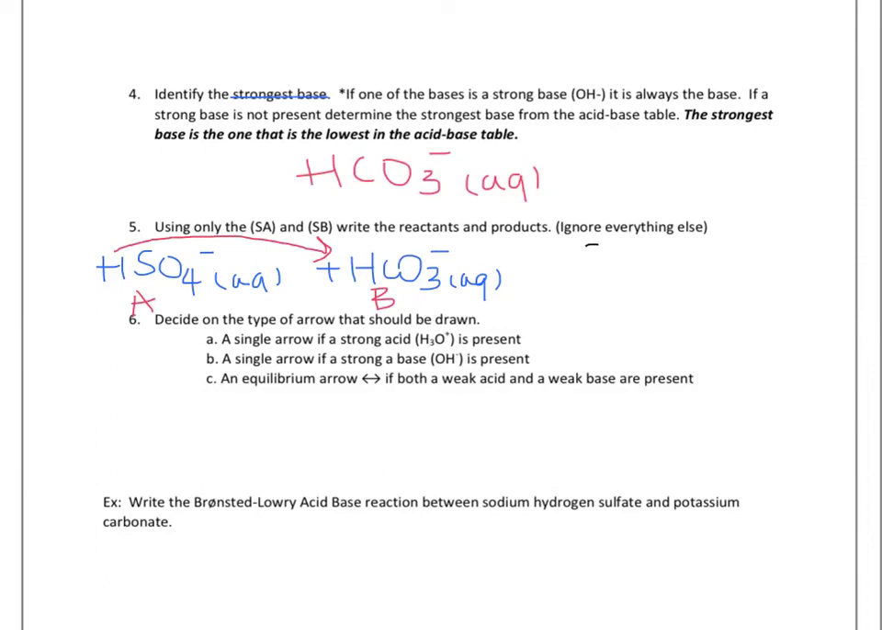That would leave us with just SO4 since the hydrogen is gone. It originally had an overall negative charge, and now it's lost a positive, leaving us with SO4 2 negative, aqueous. HCO3 negative gained a hydrogen, so now I have H2CO3. It did have an overall negative charge, but now it's gained a positive. And remember that a negative and a positive makes overall neutral, so I won't write anything there. In order to ensure that you have the charges written correctly, the charges on the reactant side, here being 2 negative, should equal that on the product side, 2 negative.